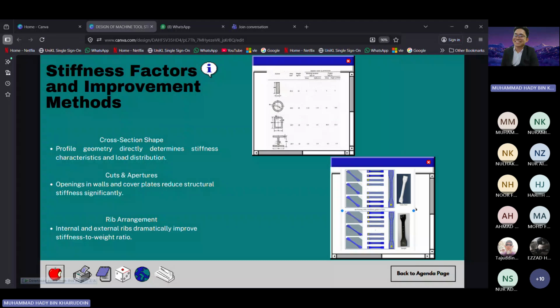Okay, next we go to the stiffness factors and improvement methods. Static stiffness ensures the machine holds the workpiece perfectly still. And dynamic stiffness ensures that when the cutter hits the metal, the machine doesn't vibrate like a tuning fork. If we fail at either, we lose positioning accuracy, and the final part ends up in the scrap bin.